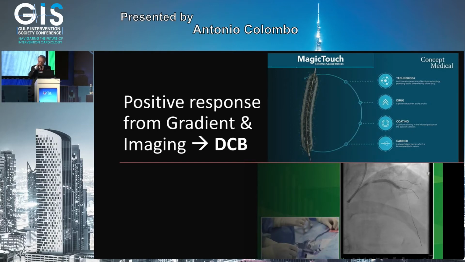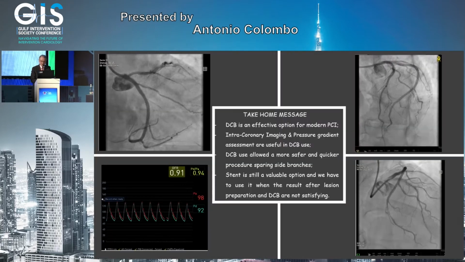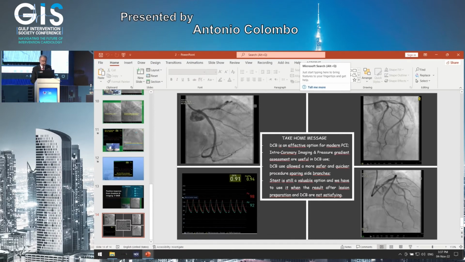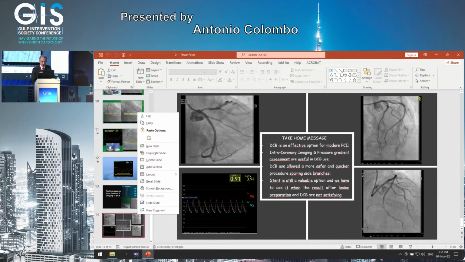So at this point, because the gradient is stable, we use a drug-coated balloon proximally and mid, and the gradient after drug-coated balloon is even better. Now the PDPA is 94, so the fact that during the procedure you see that the gradient, instead of going down, goes up, which is the opposite, and we left it as it is without any additional procedure.